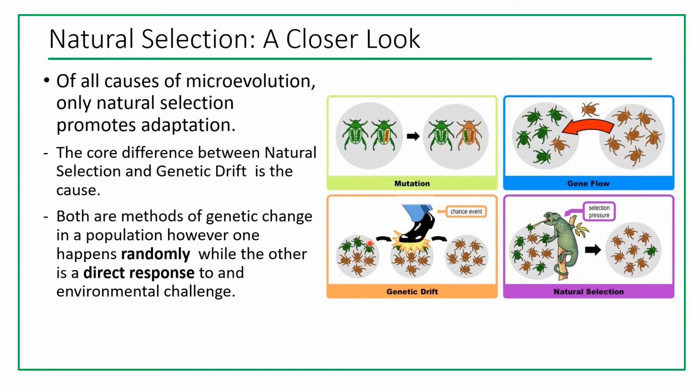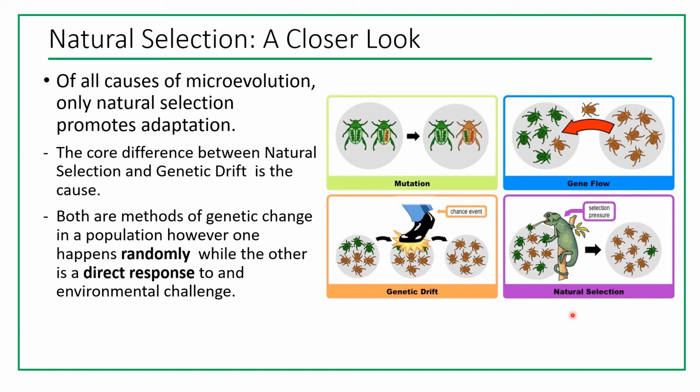So if you have a population of beetles, and we have green and brown ones, and then something happened, right? Like this guy just stepped on this population, and by chance he killed the green beetles, right? So now we have all brown beetles, but not because they were better adapted, they just were lucky at that particular moment, right? That's genetic drift. So look, the population is changing. Remember, the population is changing, it's evolving, but why is it changing? It's completely random. So that's genetic drift.